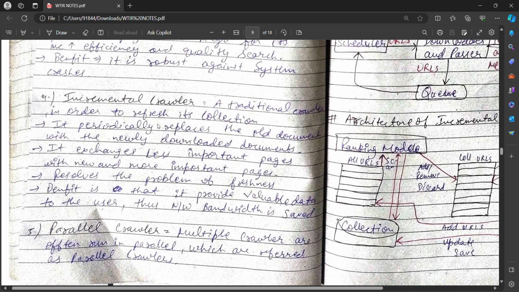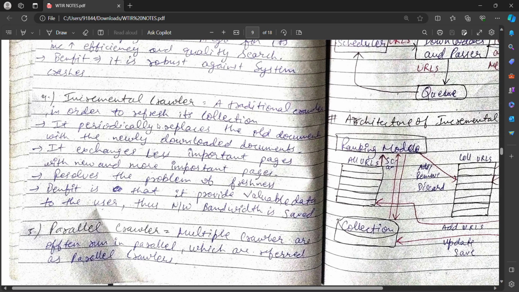In the language of programming, we have an increment operator, that is plus plus, minus minus. So to increment means to increase, you can relate it with increase. So the incremental crawler is basically a traditional crawler, and what it does is it replaces the old documents with the newly uploaded documents. It has a collection of documents and it is incrementing it by adding the newly added documents.